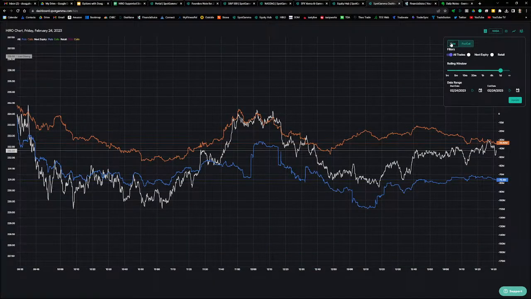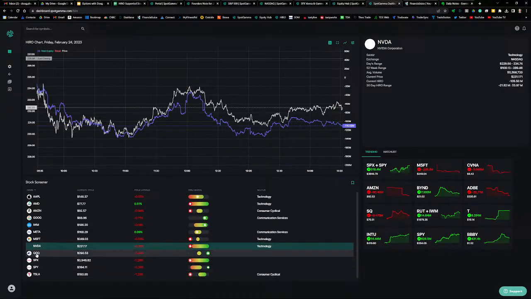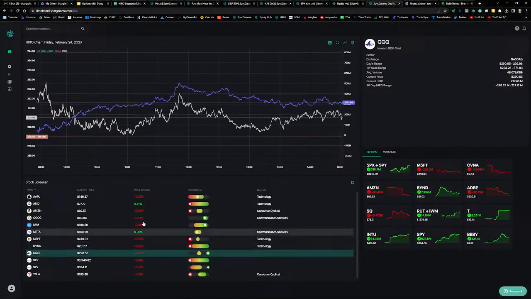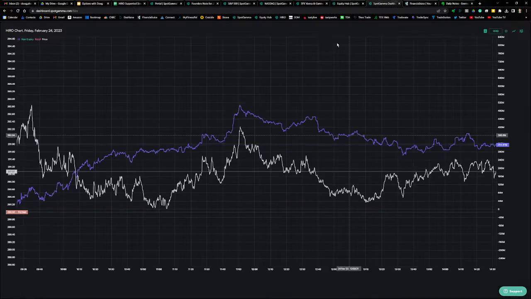Let's take a look at this. Go to the total signal. Go to QQQ. And in the morning, just like SPY, there was a divergence long setup. I'll zoom in here so we can see this a little bit more clearly. So here was the divergence long.